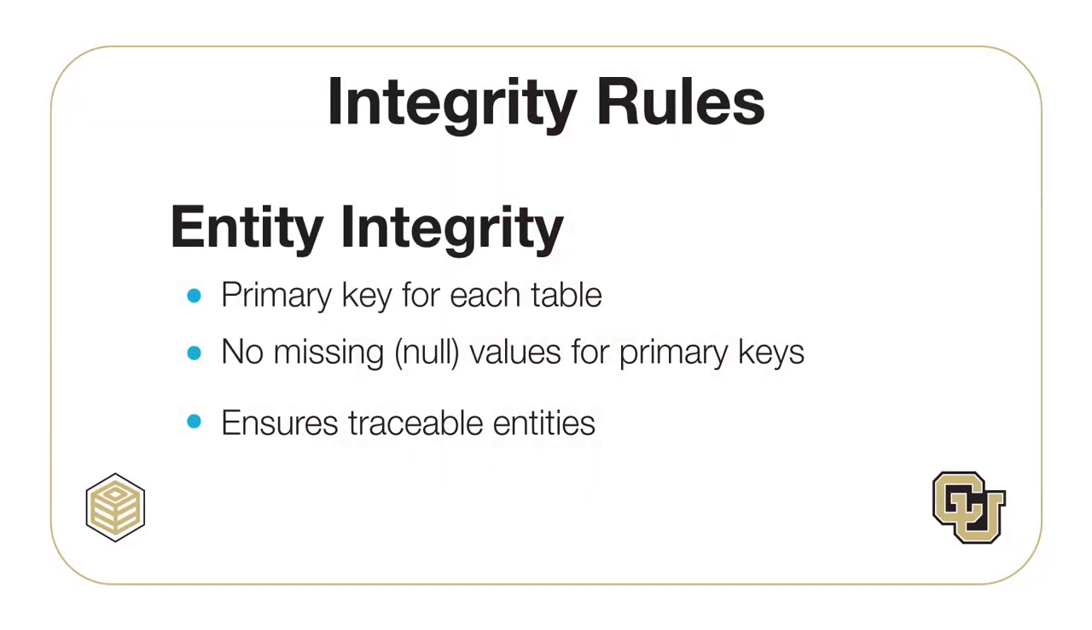Now I want to provide some informal but useful definitions for the two major integrity rules for relational databases. I will depict these definitions with examples in the remaining parts of this lesson. Entity integrity means that each table must have a primary key. A primary key cannot have null values in any row. Entity integrity ensures that entities, people, things, places, and events, are uniquely identified in a database. For auditing, security, and communication reasons, business entities should be easily traceable and unique.